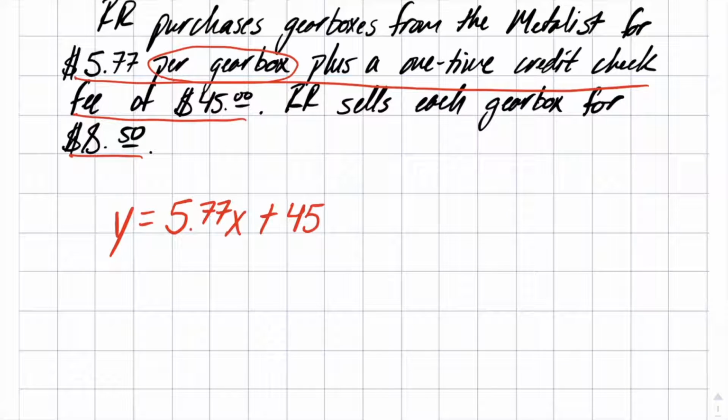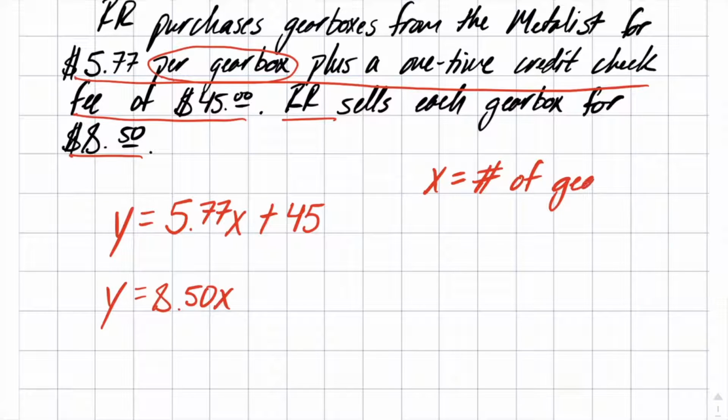Let's do the other one. RR sells each gearbox for $8.50. Pretty easy. Y equals 8.50 times x. Again, x is the number of gearboxes, and I'll write that down here. X equals number of gearboxes. All right?